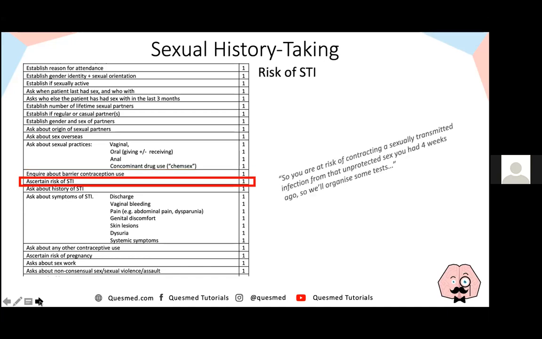So often in OSCEs, the marker wants you to verbalise the risk of STI. So now that you have a full sexual history, you might want to just say to your examiner some kind of indication of risk. So for example, this person's had unprotected sex 4 weeks ago. They are at risk of sexually transmitted infection. So I would verbalise that.